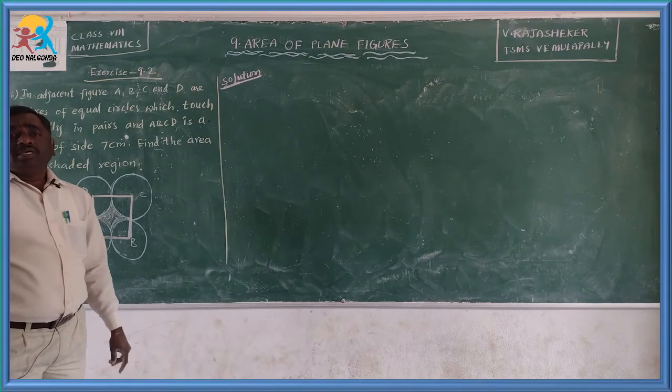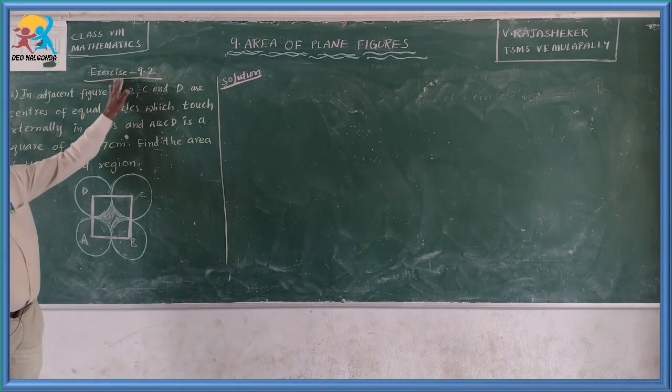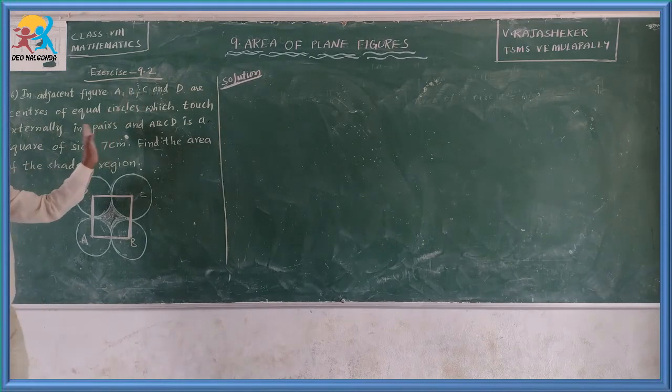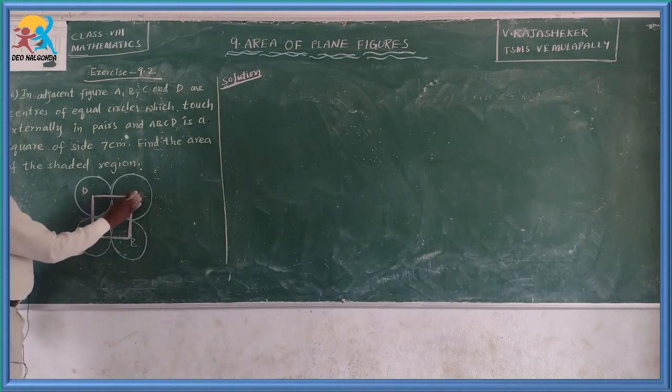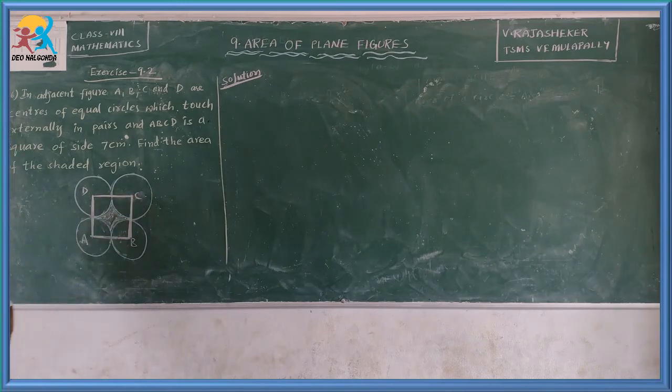Now children, in this exercise 9.2, let us do one model problem. In exercise 9.2, the sixth problem we have: in the adjacent figure, A, B, C and D are centers of equal circles which touch externally in pairs, and ABCD is a square of side 7 centimeters.